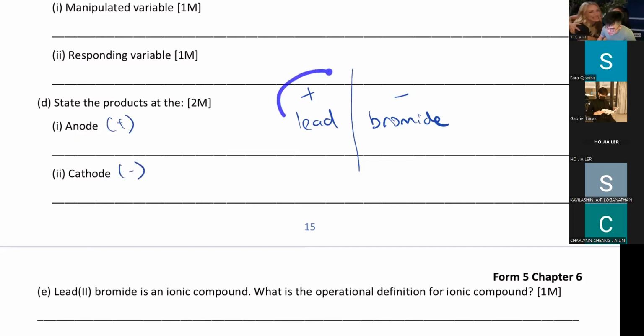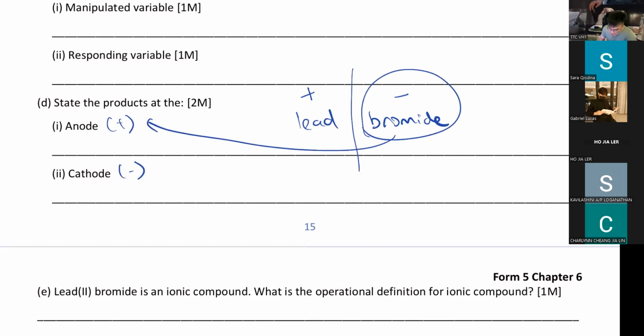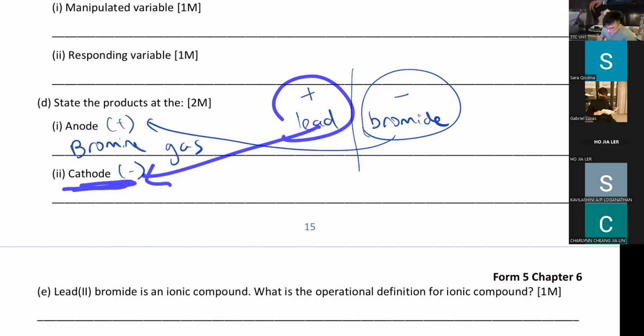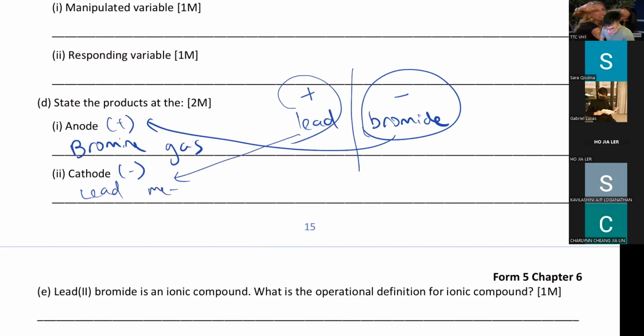So guys, when I'm trying to split these 2, anode will attract which one? Anode will pull lead or bromide? Bromide. So bromide will be pulled to my anode and they will become bromine. Bromine is a gas. Usually non-metals are gas, right? Like bromine, this is a gas. And then when I put my lead to cathode, because cathode is negative, I will attract positive here, and I will get lead metal.